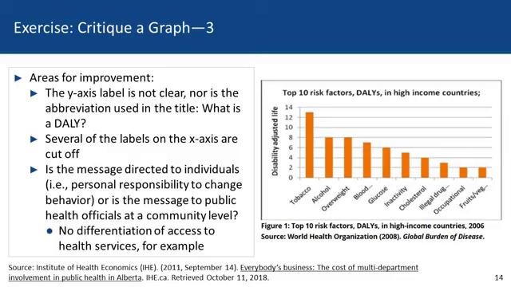Several of the labels on the y-axis are cut off. I am unclear, for example, in the fourth x-axis category, what blood is depicting. Finally, is the message directed to individuals, i.e. personal responsibility to change behavior, or is the message to public health officials at a community level? So there's no differentiation, for example, about access to health services, where someone might live, or what ability they have to change any of these things. As we think about health and health equity, this is an important consideration.